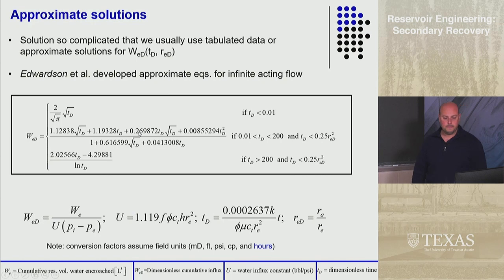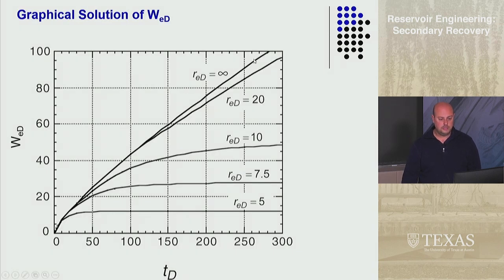I'm not sure if I'll make you do that either, but a really good exercise would be to have you plot this up in these regions and then compare it to the RED equal to infinity solution, because those should be almost identical. But WED is a function of TD as well as RED. I'd like to point out one other thing: as TD gets really big, at long times, this sort of reaches an asymptote.